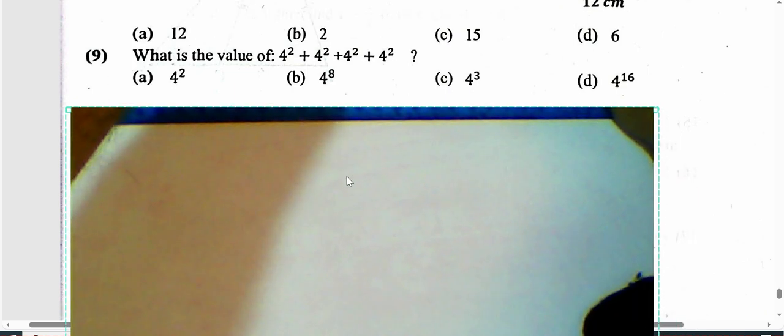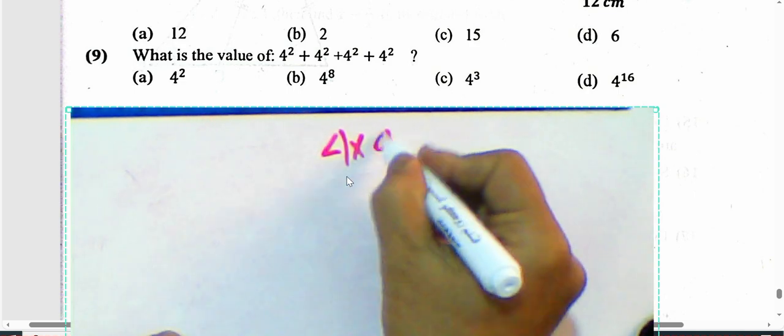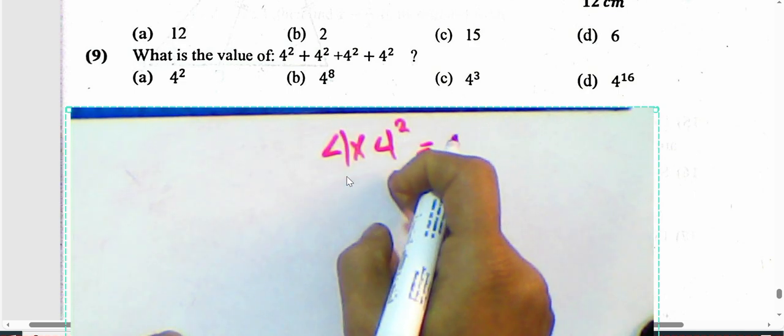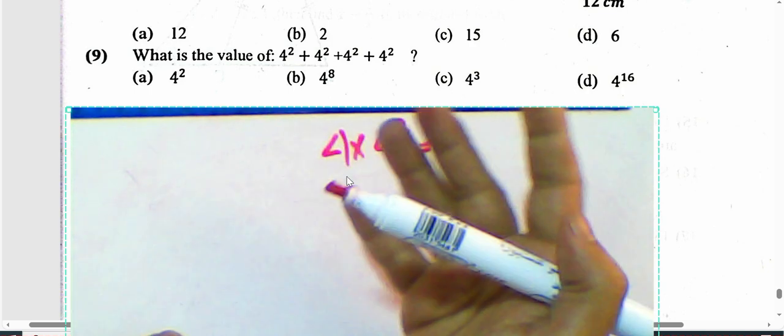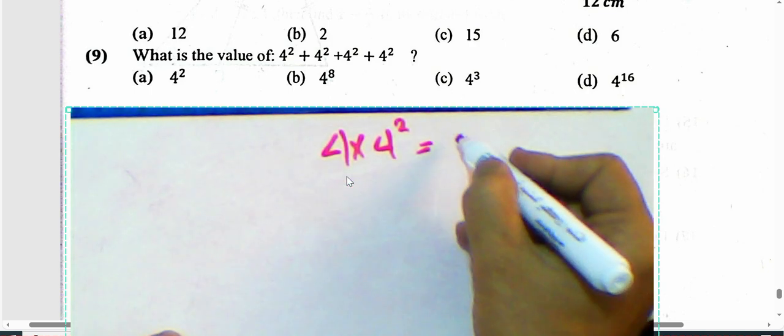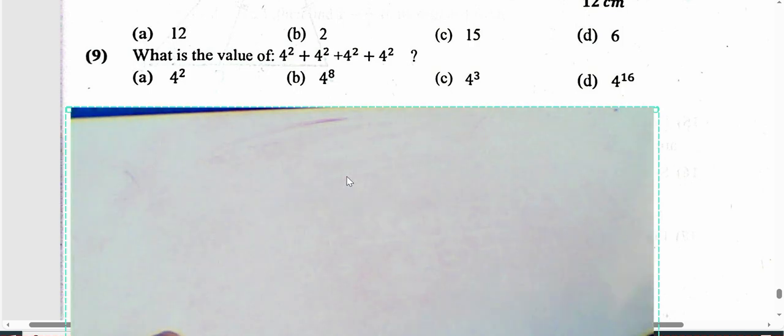Next question. What is the value of 4 power 2 plus 4 power 2 plus 4 power 2 plus 4 power 2, four times? We have 4 power 2 added four times. Then we can write 4 times 4 power 2, because the number is added to itself four times. 4 times 4 power 2 gives 4 power 3. Next question.